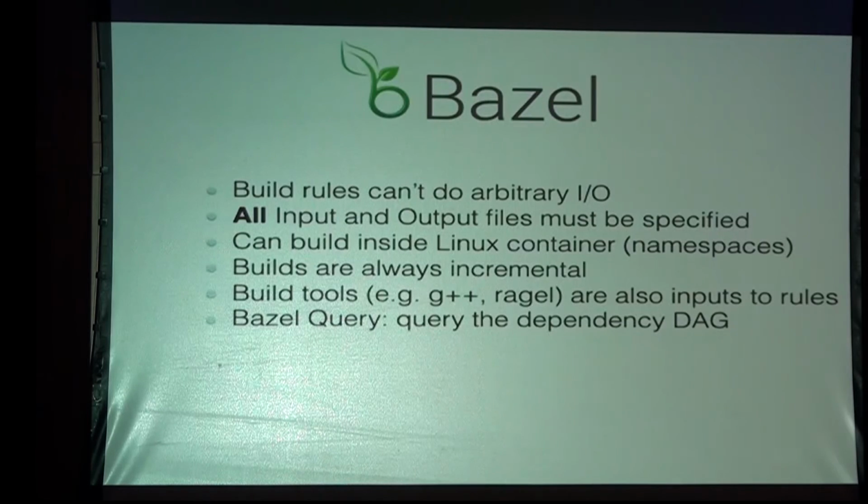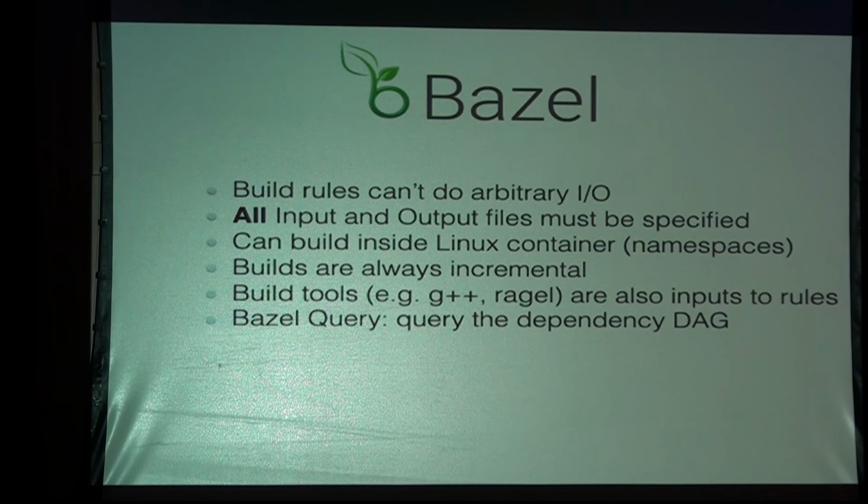I just want to mention a few concepts that I found in Bazel interesting, not something that I've seen in other build systems. The first one is that build rules can't do arbitrary I/O. In Skylark, there's no way to write to random files. You have to declare all your inputs and outputs, so you can only produce declared outputs. I found this an interesting constraint.